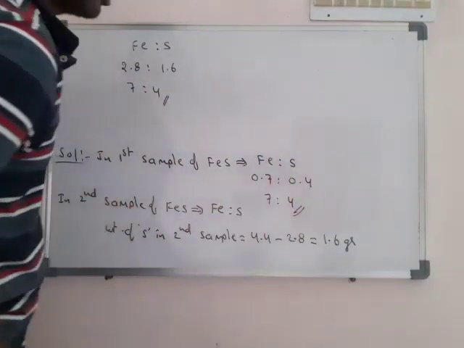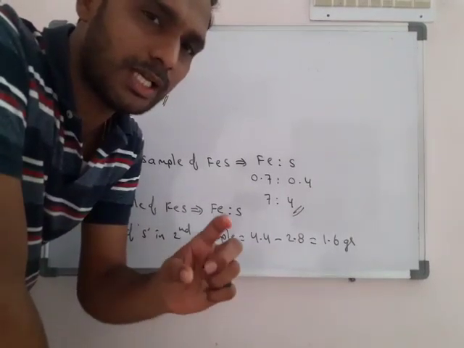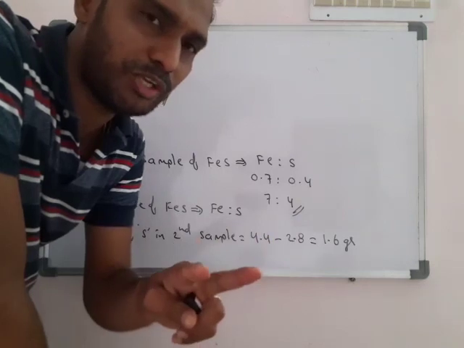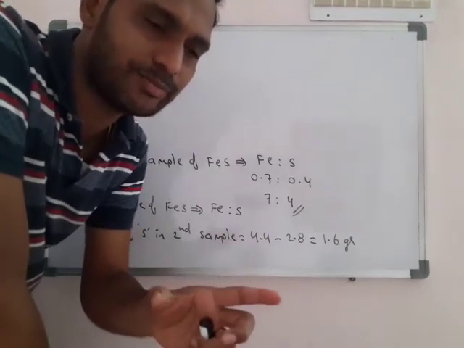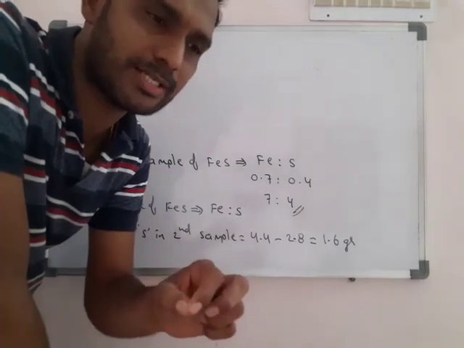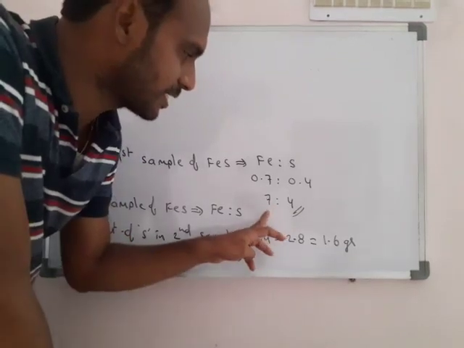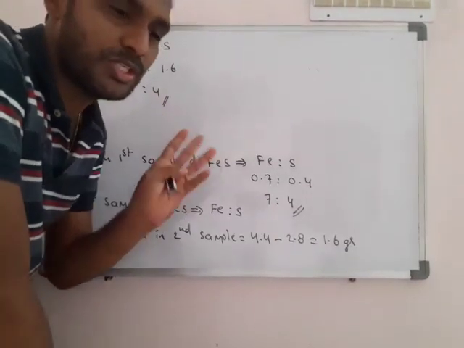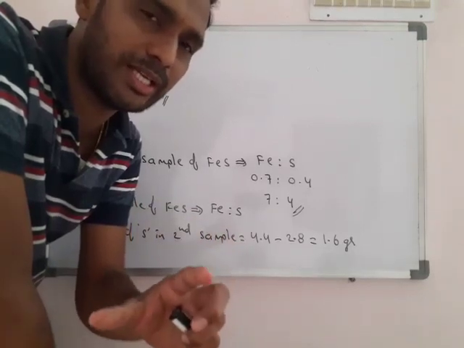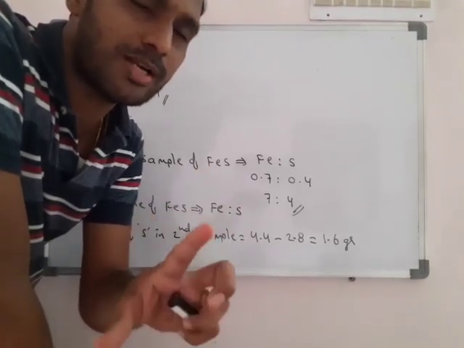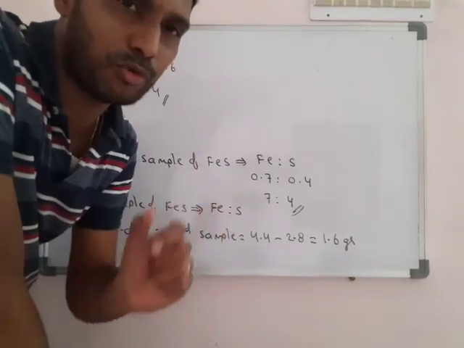Here ferrous sulfide is taken in two different methods. In the two samples of iron sulfide, we got the mass ratio of iron and sulfur as 7:4 and 7:4. So it is fixed. Therefore, we can write the conclusion that the law of constant proportions, or law of definite proportions, is proved.